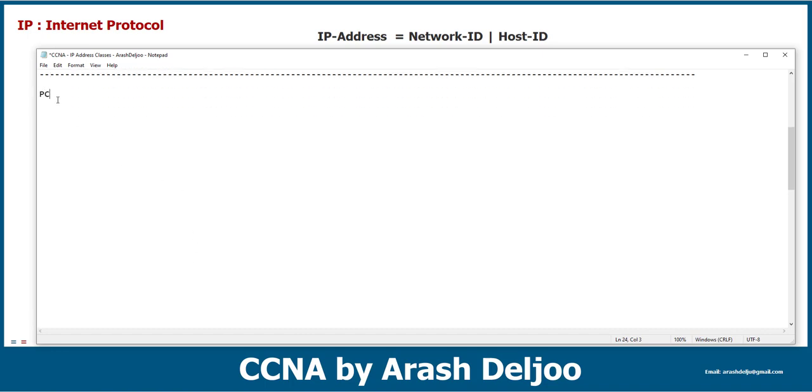Look at here. Assume that we have PC1 and PC2 that are connected to one switch. What is the switch? Don't worry about the switch, you will learn about it. A switch is a device that we can use for connecting two or more systems to each other. For example, now PC1 can send traffic to the switch, and the switch can give this traffic to PC2. We are using the switch for sending the traffic inside of networks.